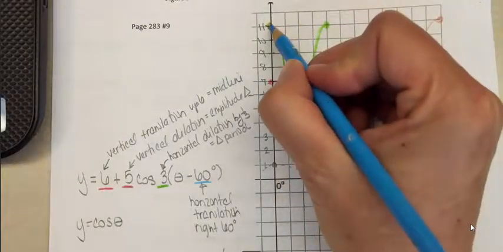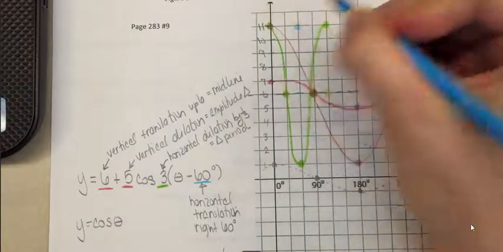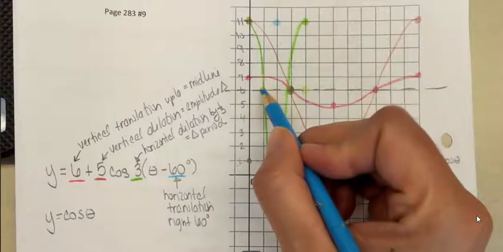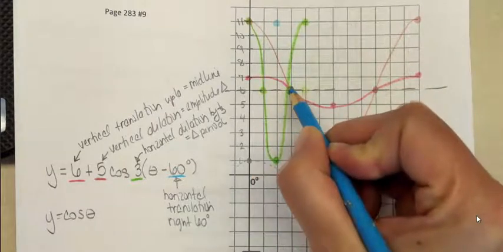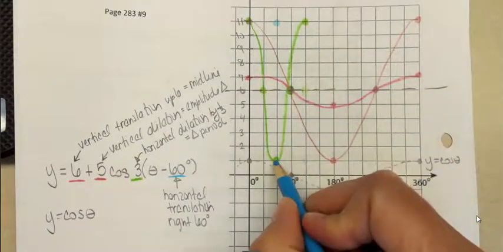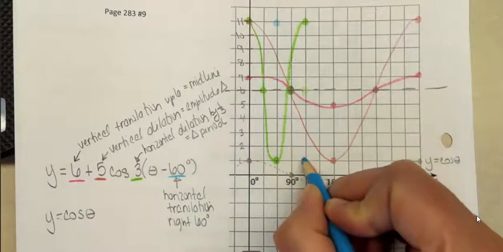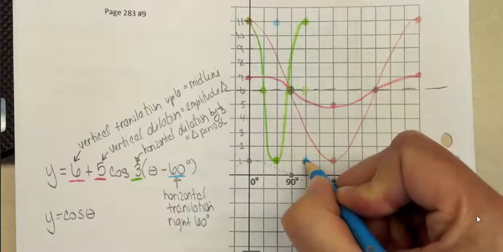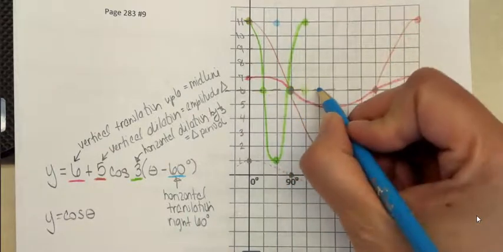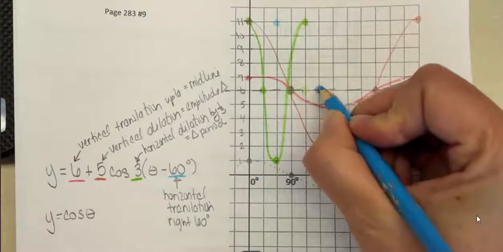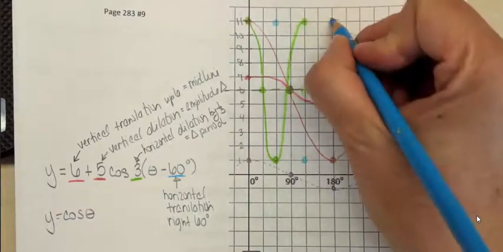So where this was at 0 on the x-axis, I'm now going to shift it over here, 60 degrees. My 30-degree point now gets shifted over to 90 degrees. My 60-degree point now gets shifted over to 120 degrees. My 90-degree point, add 60 to that, I go to 150. And this point up here, which was at 120, add 60, I get 180.